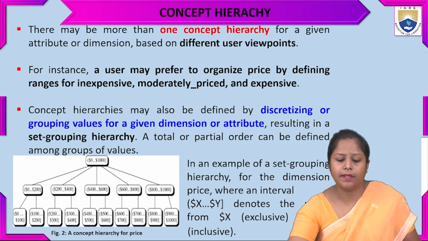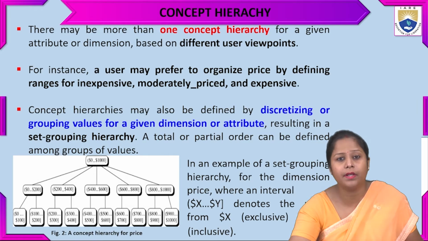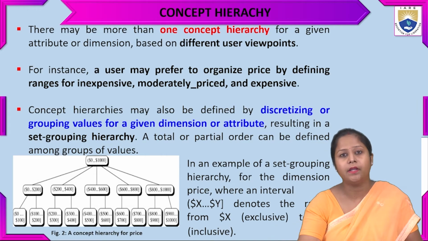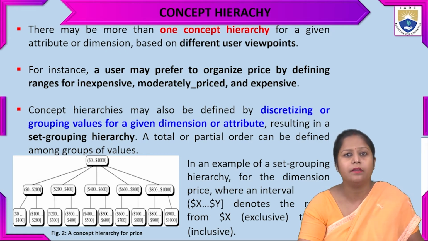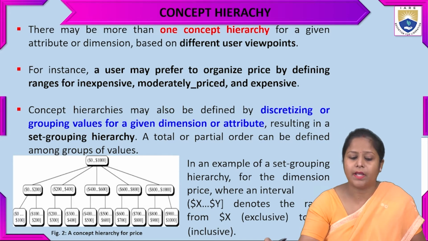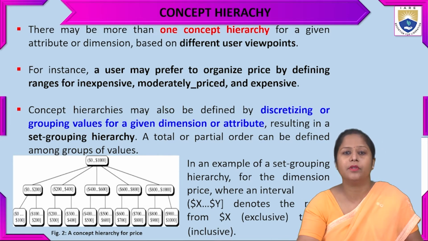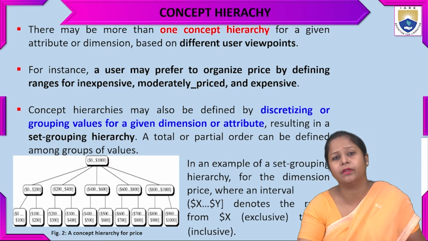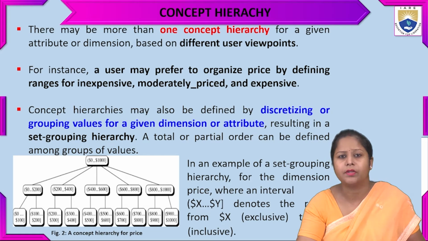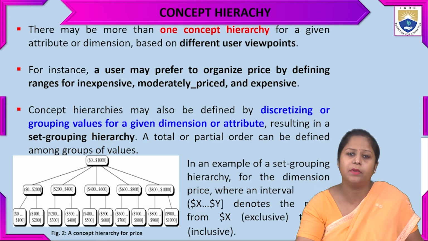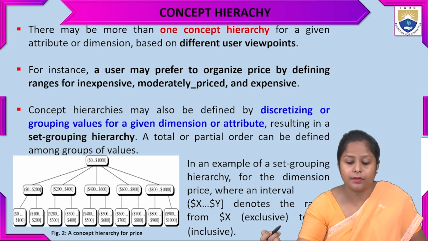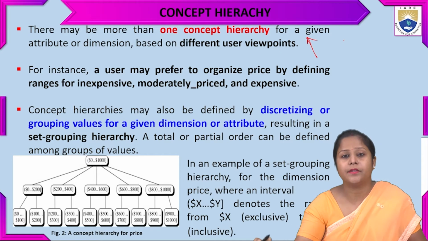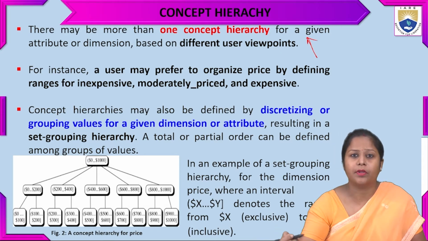There can be more than one concept hierarchy, right? For a given attribute, we can say dimension, that will be mapped to different user viewpoints. Because different users have different viewpoints, they can construct more than one concept hierarchy.